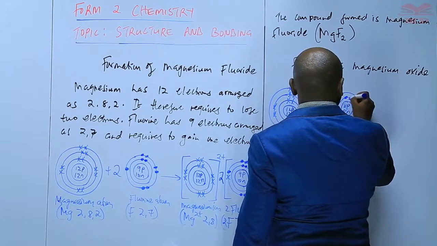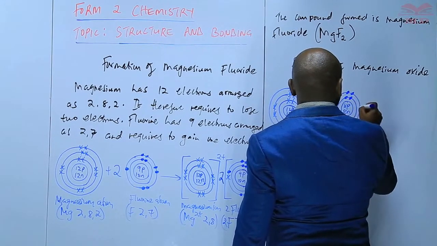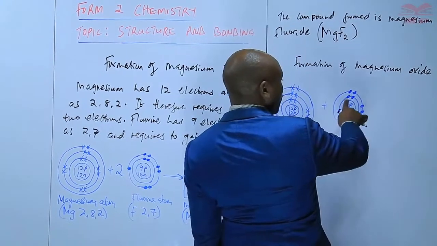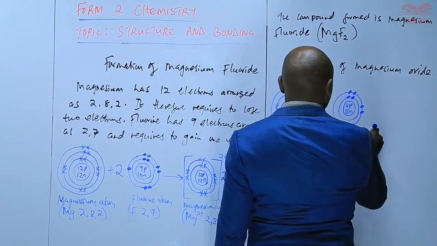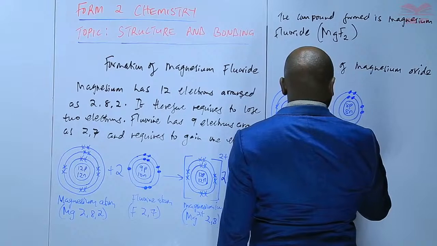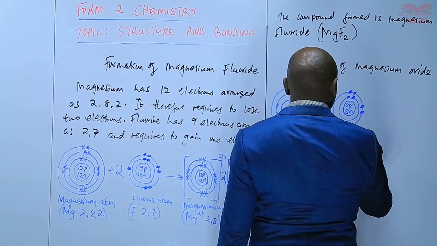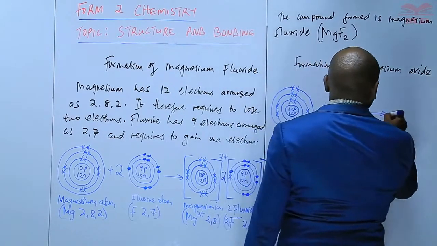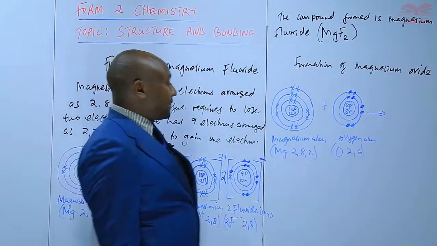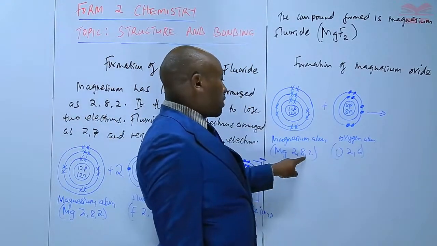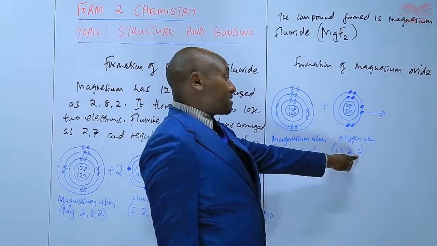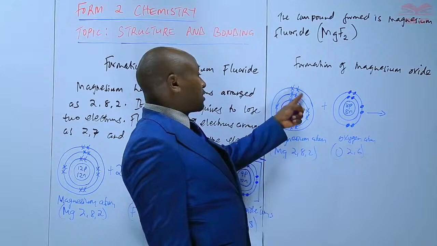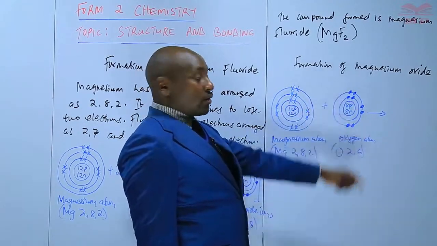We use the dots here. So the arrangement is 2, 6 because of the total number of electrons. So oxygen is 2, 6. So we say that the oxygen atom arrangement is 2, 6. So in this case, we are saying that magnesium is losing 2 electrons and oxygen is gaining 2 electrons to attain a stable arrangement. So the 2 electrons lost by magnesium will be gained by oxygen.